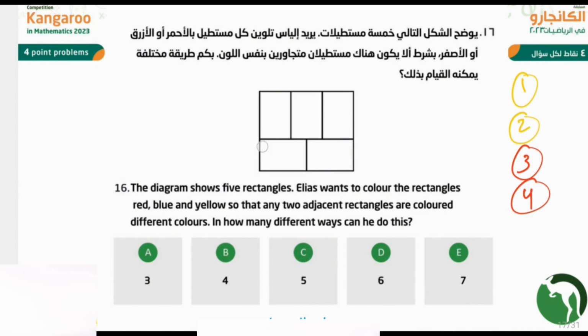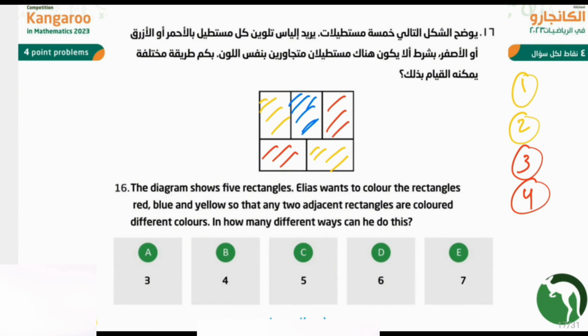Now, if I place red here and red here, and yellow here and yellow here, then I will put the blue in the middle.